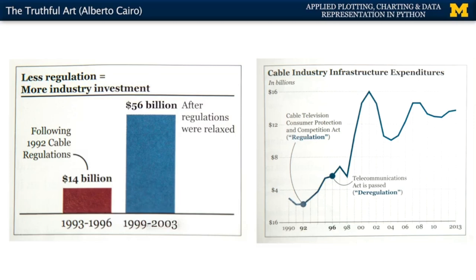While it's unclear whether the dollar values are in fact corrected for inflation, it seems pretty unreasonable to suggest from this data alone that regulation stems cable company investment in infrastructure. The lesson here is that while there is maybe no absolute truth, there are ways of displaying data which are more truthful than others.